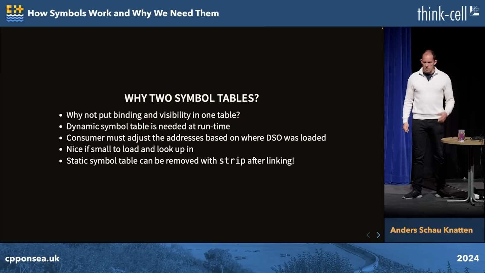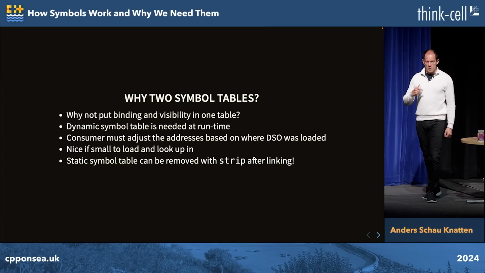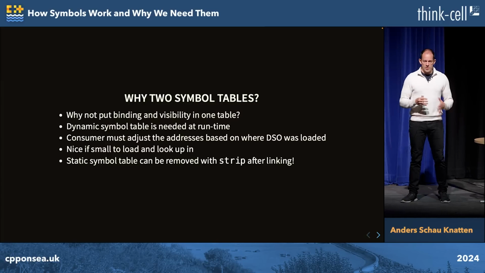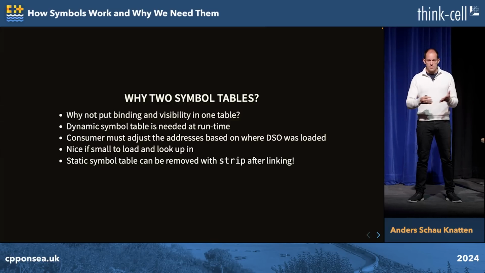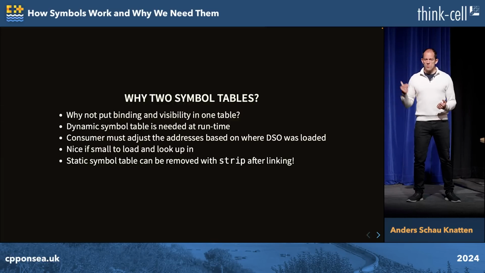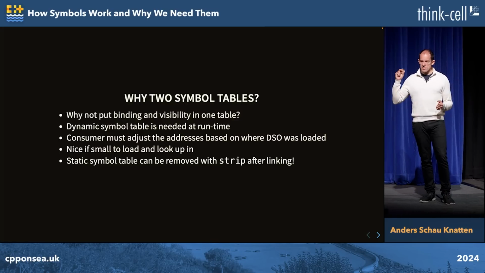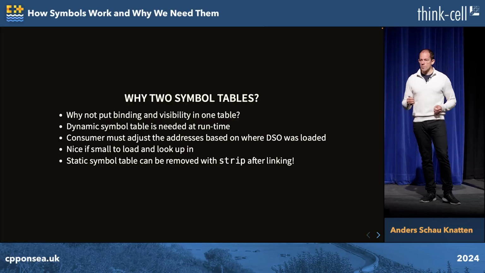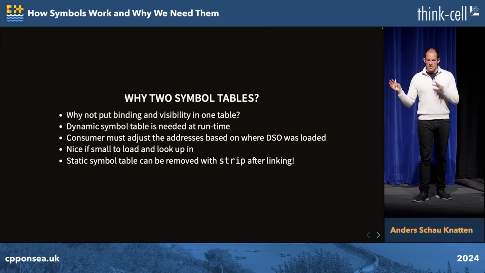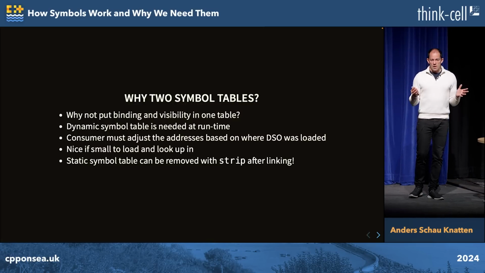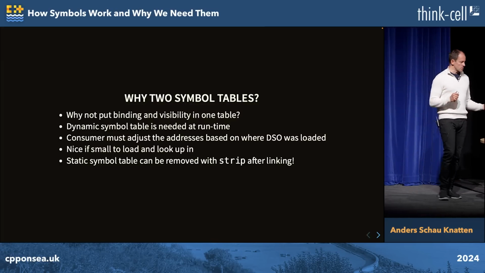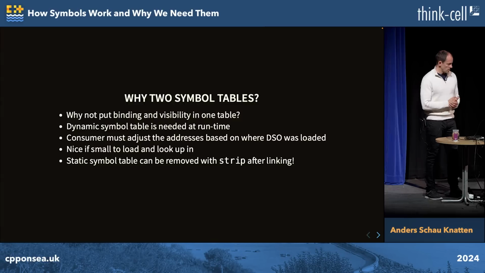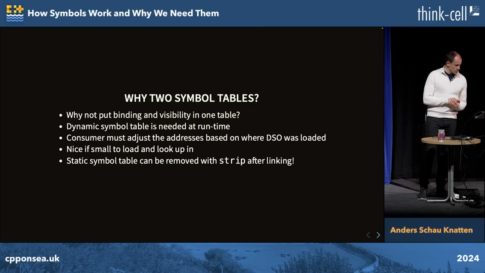And the static symbol table can be removed. We saw that earlier. If you remove the static symbol table, you can't link anymore. But if you make an SO file and remove the static symbol table, well, linking is already done. Now it's only dynamic linking left, and that only needs the small dynsym table that has your API symbols in it. So you can get rid of all the static symbols, shrink the binary a bit, add a little bit of security by obscurity, and that's what you can do with strip.